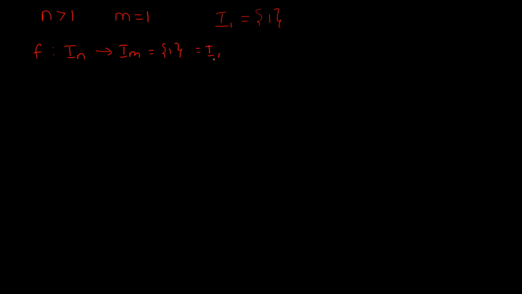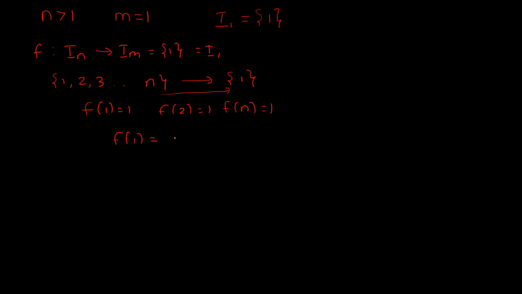So I_n contains 1, 2, 3 till n number of elements, and there exists this set {1}. So f of 1 will be 1, f of 2 will be 1, f of n will also go here, and it will be 1. So f of 1 is equal to f of n, which is equal to 1, but 1 is not equal to n, because I have taken n strictly greater than 1. So this is not a 1-1 map.